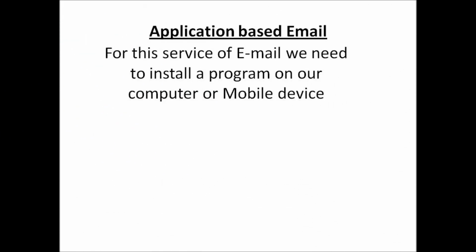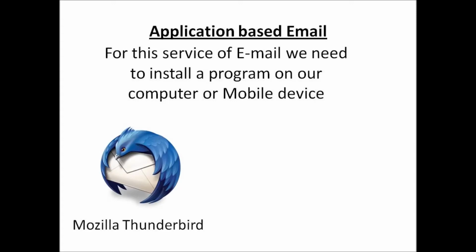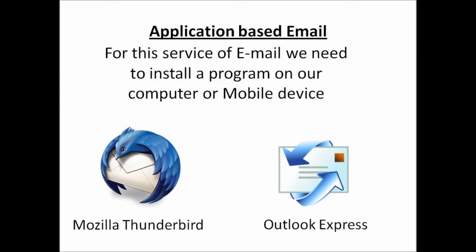Now the second thing, application based email. For the service of email, we need to install a program in our computer or mobile device. For example, Mozilla Thunderbird, Outlook Express. The major advantage is if I don't have internet connection, I can easily read my previous mail that already have been downloaded in that application. Nowadays we are using the application of Gmail in our mobile phone.